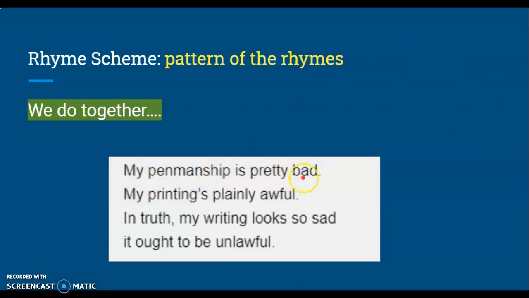My penmanship is pretty bad. My printing's plainly awful. In truth, my writing looks so sad. It ought to be unlawful.